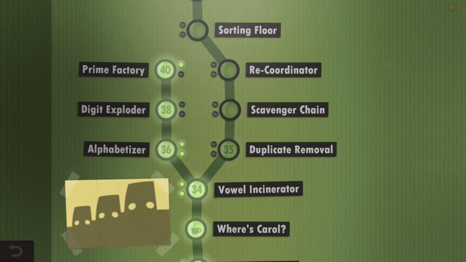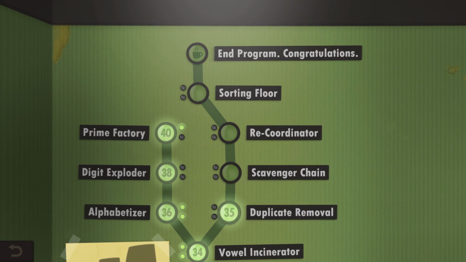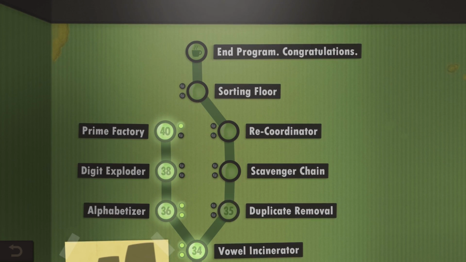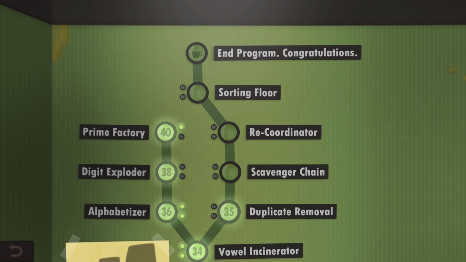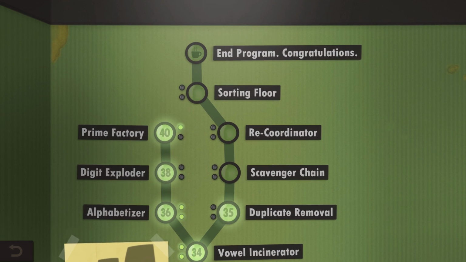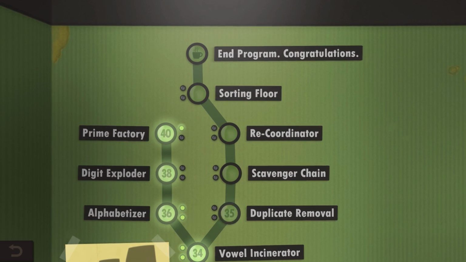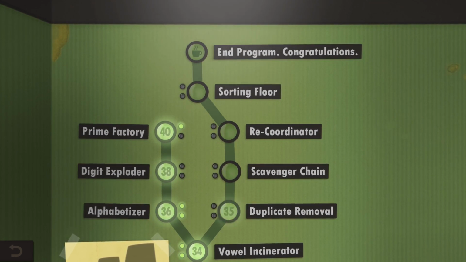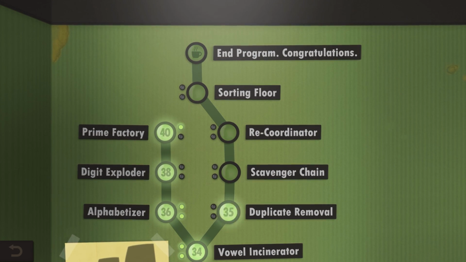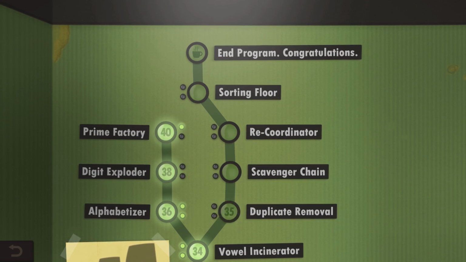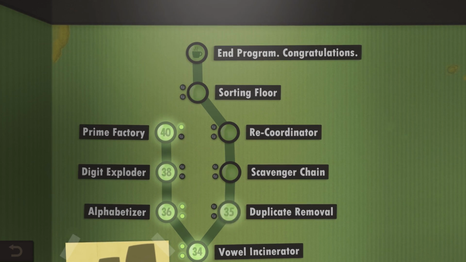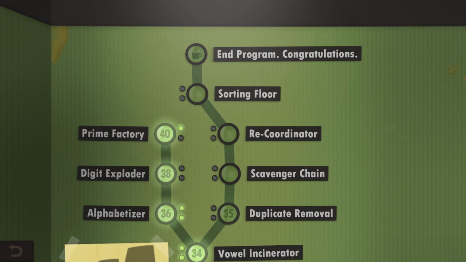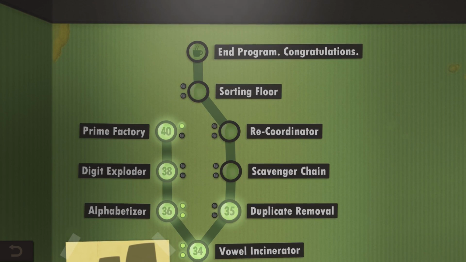I hope the last 4 levels and cutscene are not as complicated. Doesn't seem to be. Duplicate removal, not too bad. Scavenger chain, I'm not entirely sure what that means in terms of this game, but I have an idea. The recoordinator sounds interesting. And the sorting floor, I'm going to imagine we have to sort the entire floor. Yeah. Anywho. I hope these last 4 levels aren't too bad, because I think next episode is probably going to be the last.